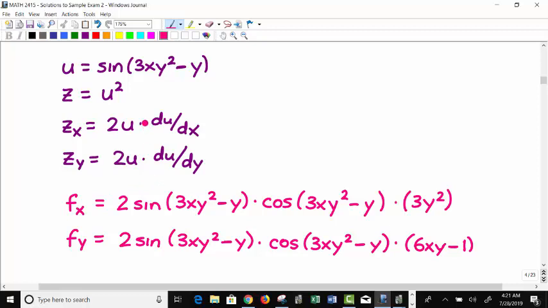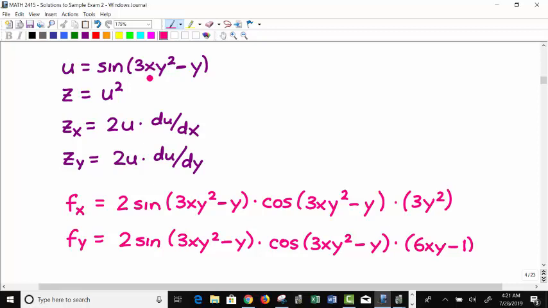This one is quite the handful. So 2u, so both of these are going to share the same 2 sine of 3xy squared minus y. They both are going to share that. Now we're going to come over here, and this is going to be the du dx part. The derivative of sine of anything, I'd hate to say u, I've already got u there, we'll call it sine of w, it's a chain rule. So it'd be the cosine of w times the derivative of w. So in this case, it's the cosine of 3xy squared minus y times the derivative of what's on the inside of this with respect to x.